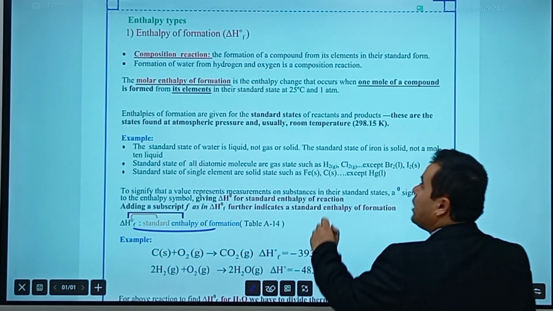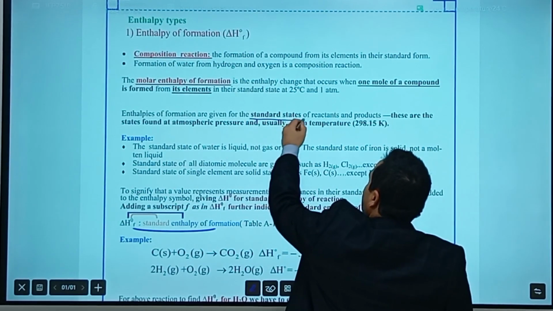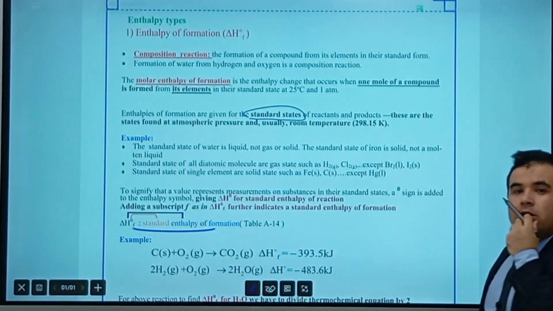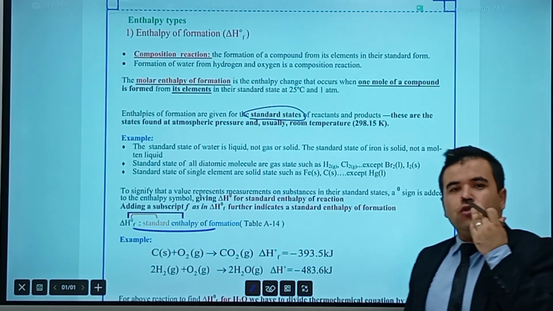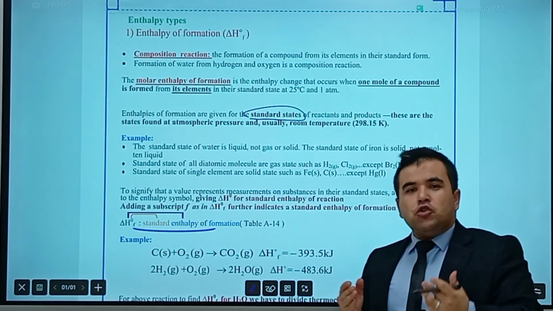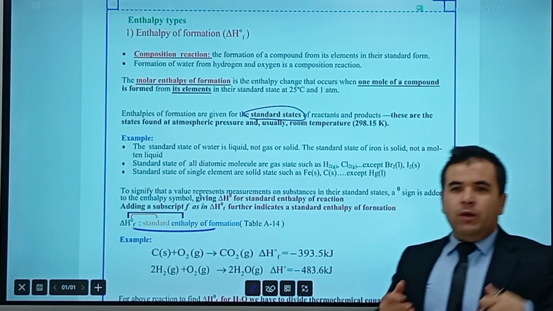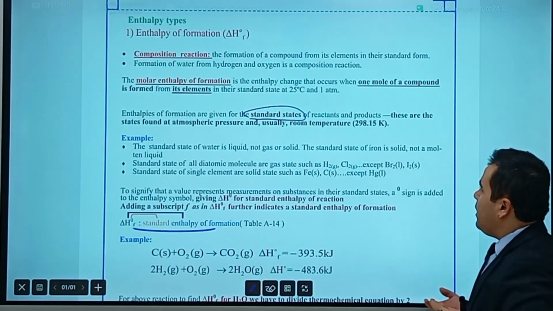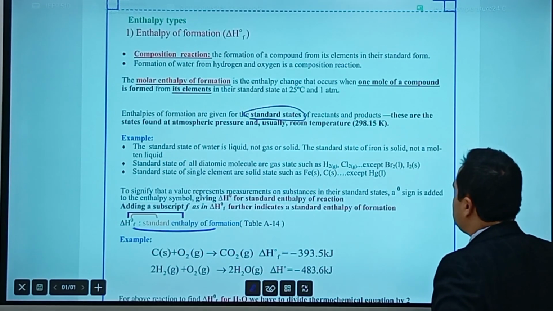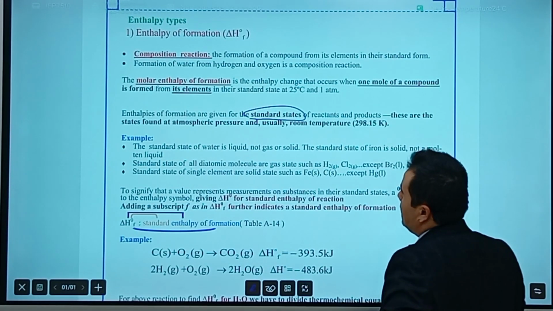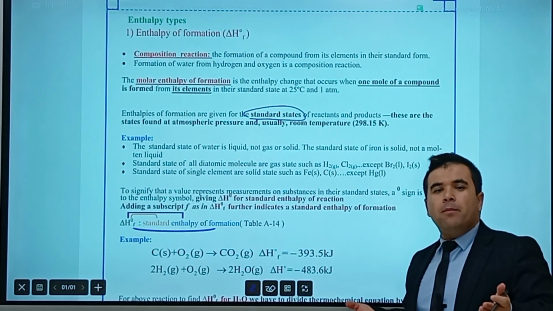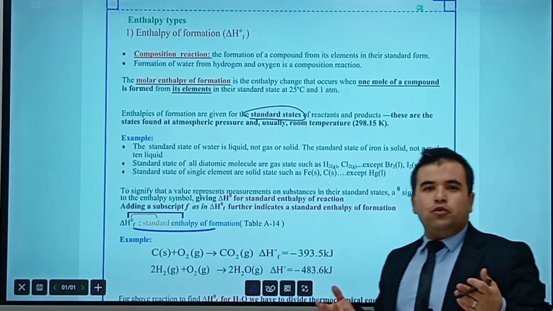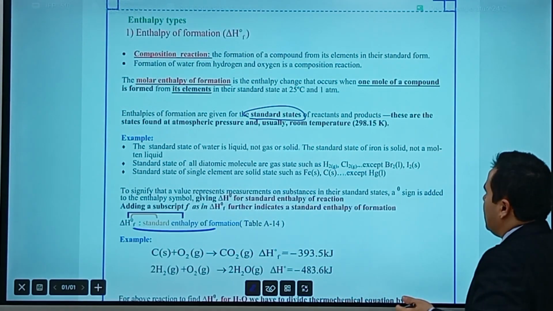Enthalpy of formation values are given for the standard state, guys. Standard state, STP, means standard temperature and pressure. We measure or calculate the enthalpy of formation at standard temperature and standard pressure. Standard pressure usually is 1 atm. Standard temperature is 25 Celsius or 298 Kelvin.